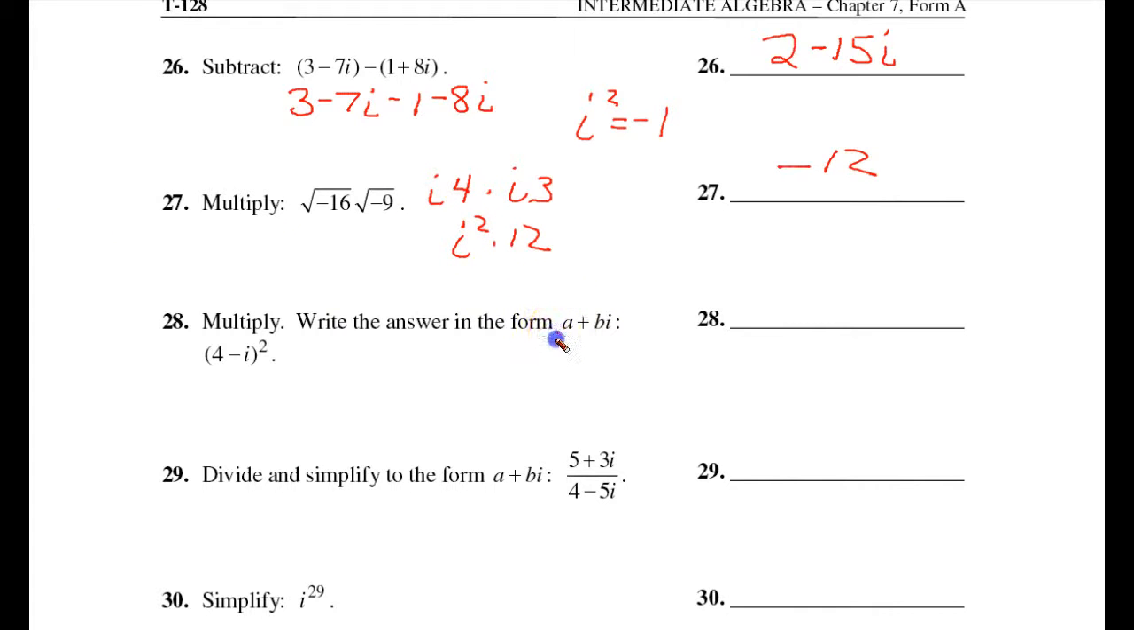Now, again, the standard form of complex numbers is a plus bi. So we square this, we get 16. Multiply these two together, double it, we get a negative 8i. And then we get a negative i squared. But i squared, we said, was a negative 1. So the opposite of a negative 1 is a positive 1. So this becomes a positive 1 plus 16 is 17 minus 8i.